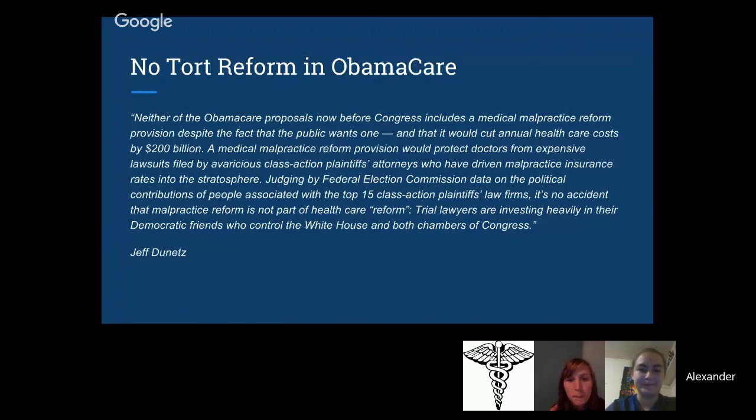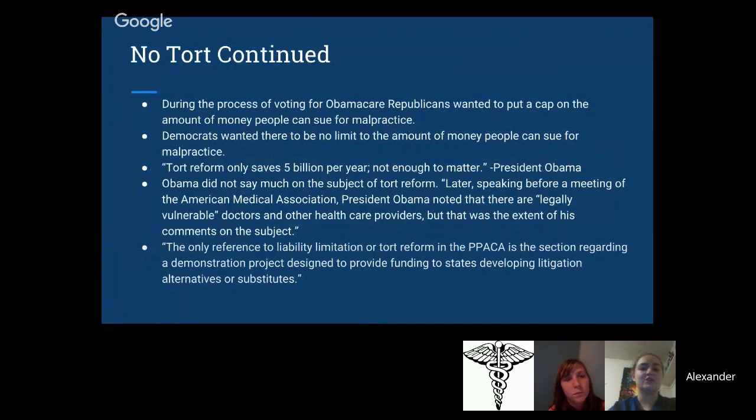Next slide. So during this whole process, the Republicans wanted to put a cap on the amount of money that people can sue the hospitals for malpractice, but Obamacare and Democrats wanted there to not be a limit, so people could sue for however much they wanted. And this is a quote directly from President Obama: tort reform only saves $5 billion per year, not enough to matter.